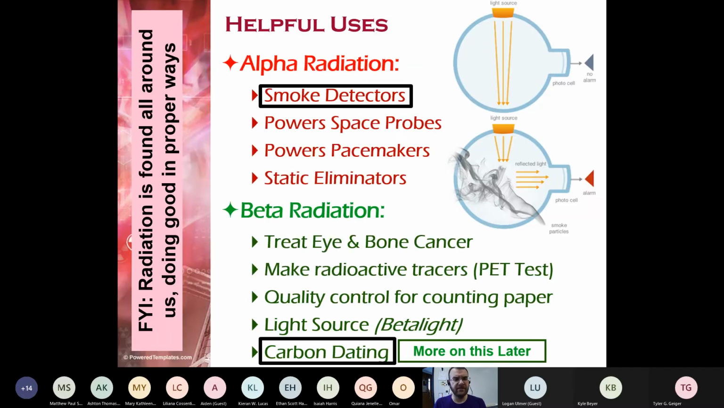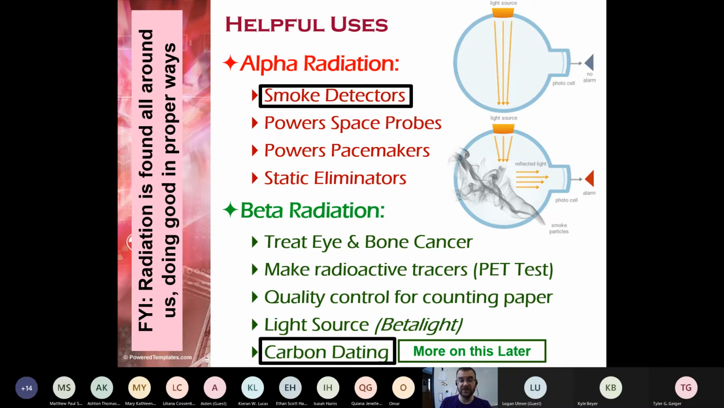Now, other radiations. Alpha radiation is useful for smoke detectors, space probes, pacemakers, and things that wipe out static and sensitive equipment. The biggest thing is smoke detectors that you're probably going to encounter in your life. And you can see that's how it generally works. If the smoke shows up, it alters the reflective light, and as such, you get the alarm triggered. I'm sorry, I'm thinking of a different version. Beta radiation: treating certain types of cancer. It's a light source, but we're going to talk about carbon dating a little bit later because that's going to be our main topic.